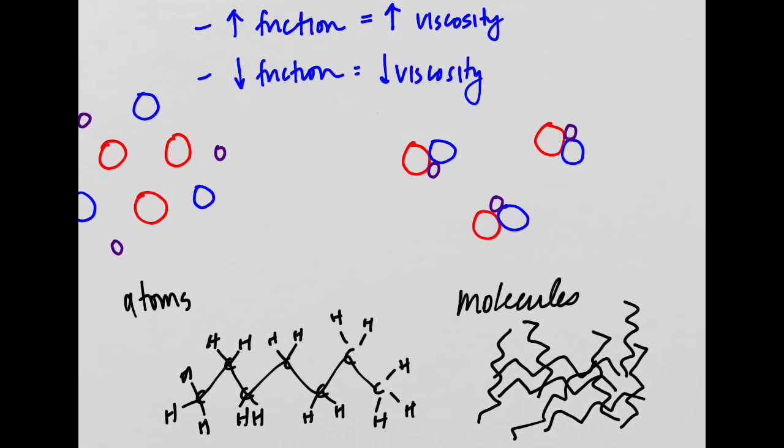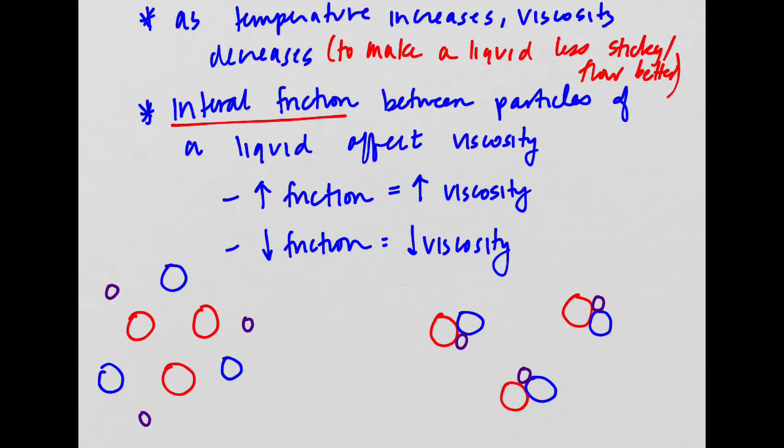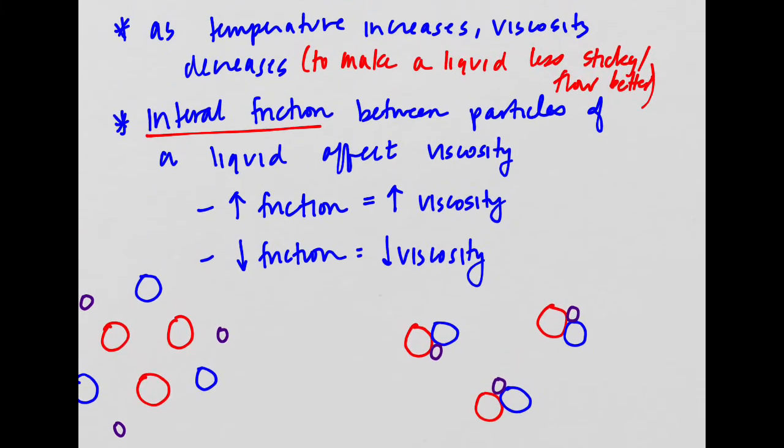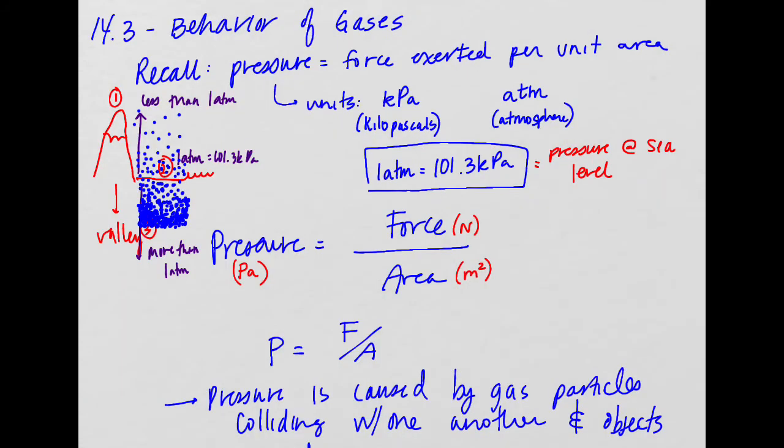So, meaning, point being, what causes this friction, if you're curious, is the shape of the molecules. And the more complex the shape, the more friction there's going to be. If there's more friction, there's going to be more viscosity in the substance, in the liquid. Okay? All right. So then we got to 14.3, and this was about behavior of gases.